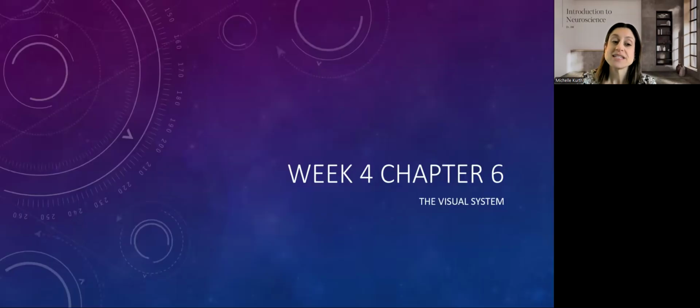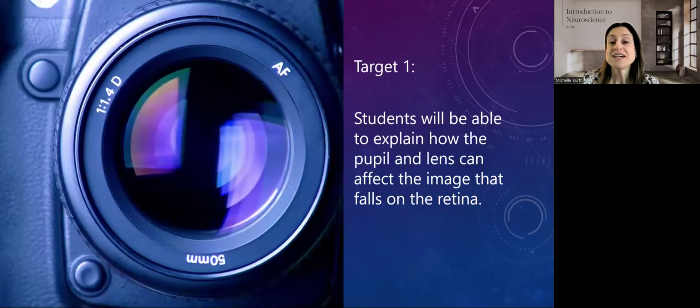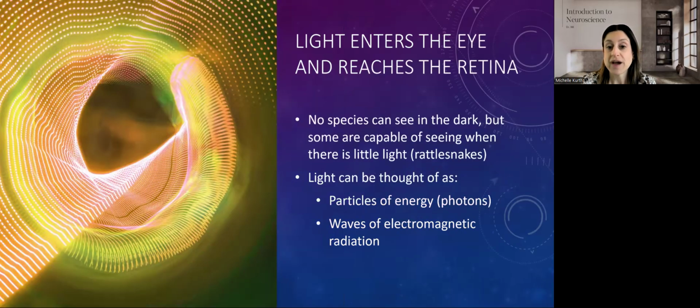Hey everyone, today I want to talk about chapter 6, which is on the visual system, and we'll get started. So, first, I want to make sure that you know how to explain how the pupil and the lens can actually affect the image that falls on the retina. Now, before we can do that, we have to start at the very beginning of vision, which is light.